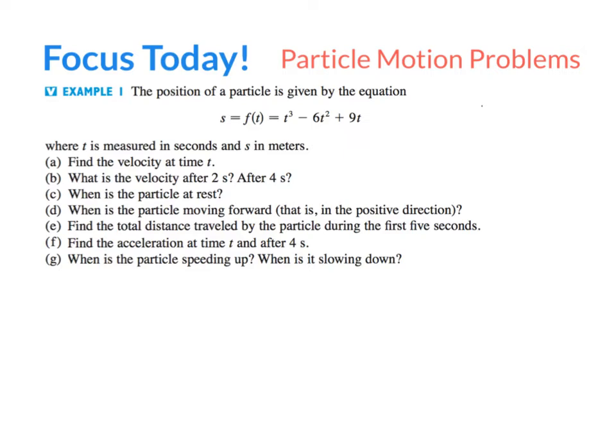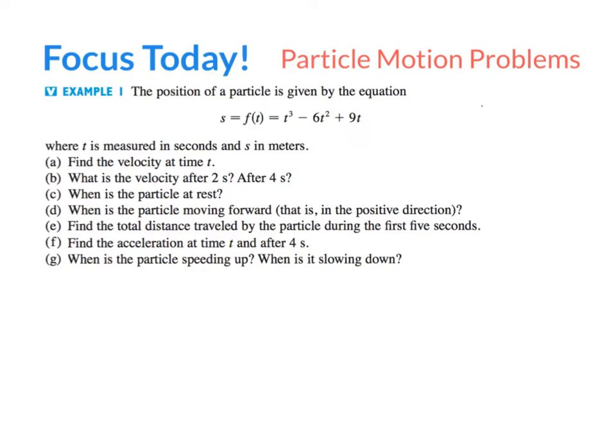So here it says the position of the particle is given by the equation below: s equals t cubed minus 6t squared plus 9t, where t is measured in seconds and s is in meters. So let's think about that as far as our units go. The first question says find the velocity at time t. The second is what is the velocity at 2 seconds and at 4 seconds. When is it at rest? When is it moving forward? Total distance traveled, acceleration, speeding up, slowing down. All of these questions can be hit or miss on a common exam, but they're all good to know how to answer algebraically.